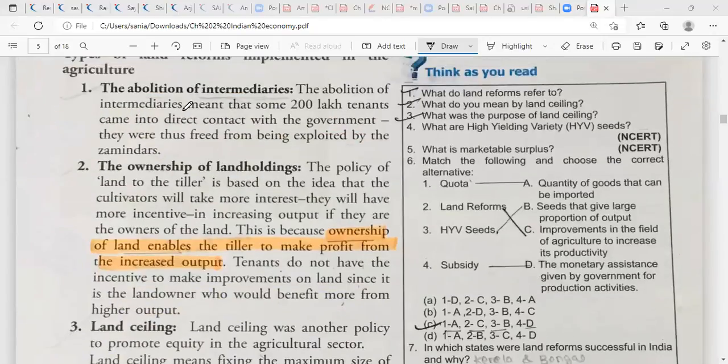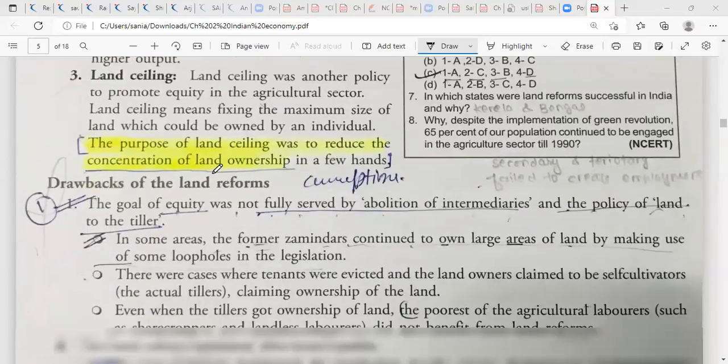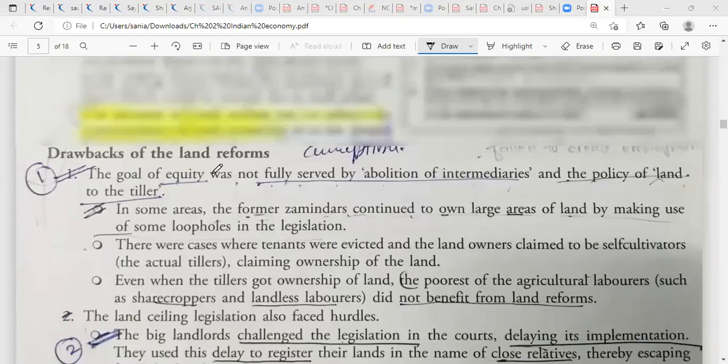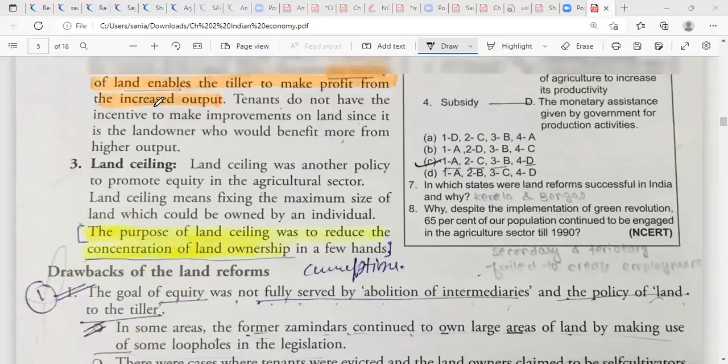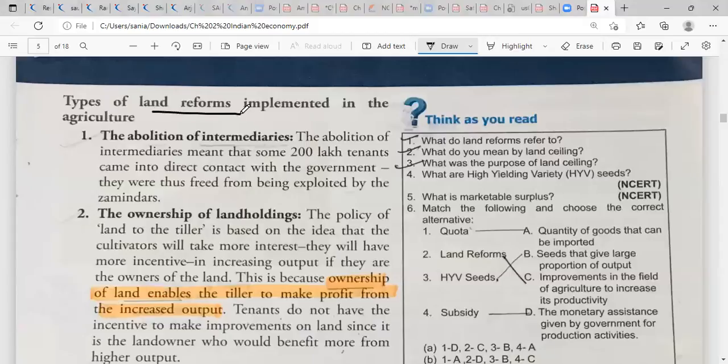Okay. Now we need to continue. We have time. So basically, types of land reform implemented in agriculture. What types of land reform were introduced? First, abolition of intermediaries, right? The abolition of intermediaries means some 200 lakh tenants, the peasants, came into direct contact with the government, and thus they were freed from being exploited by the zamindar.